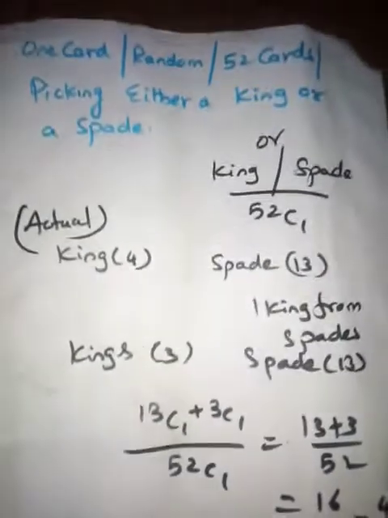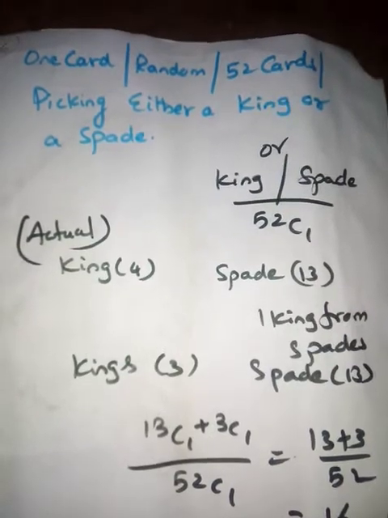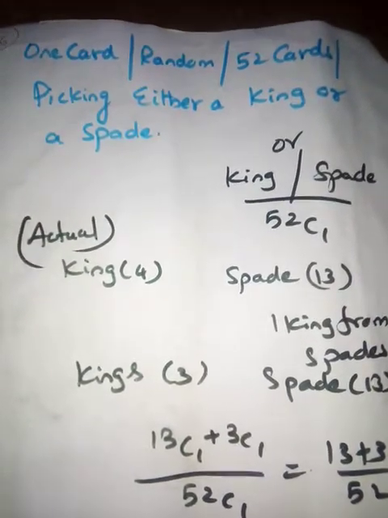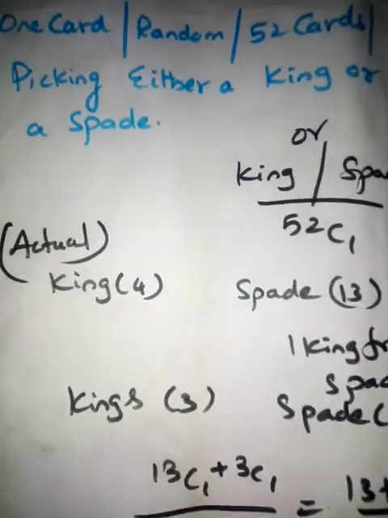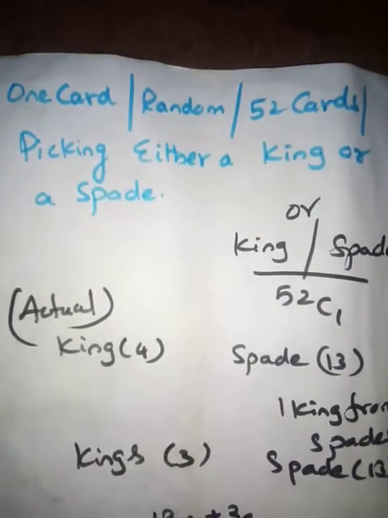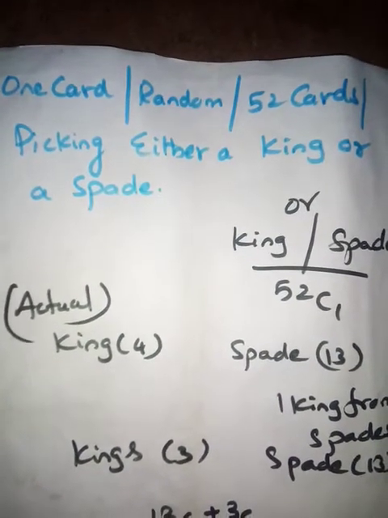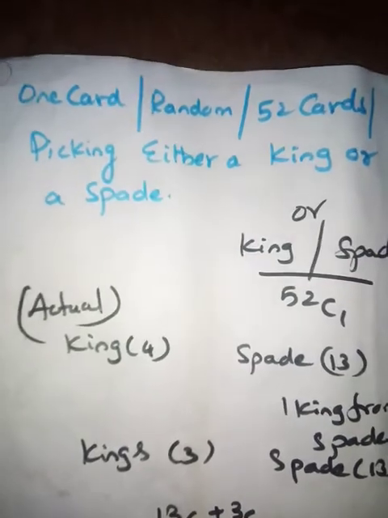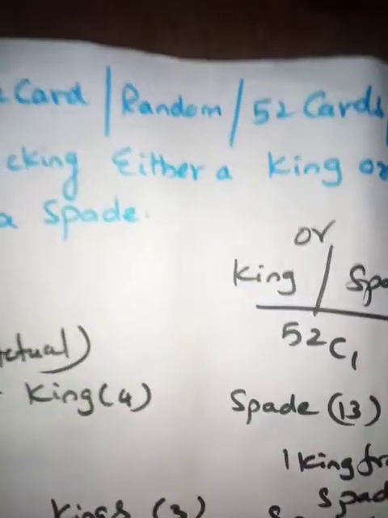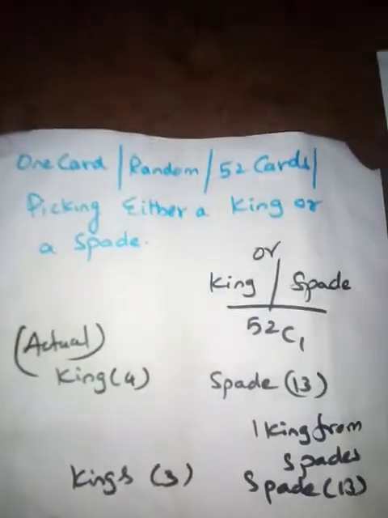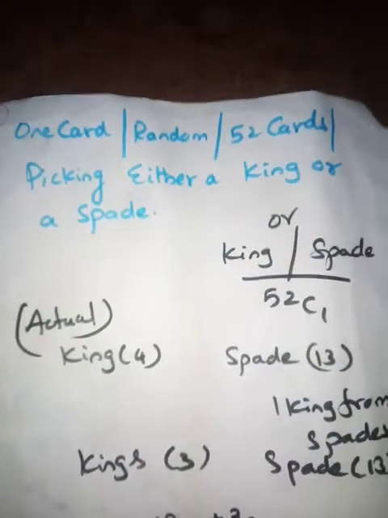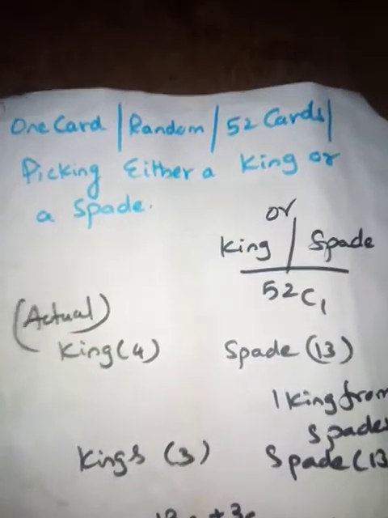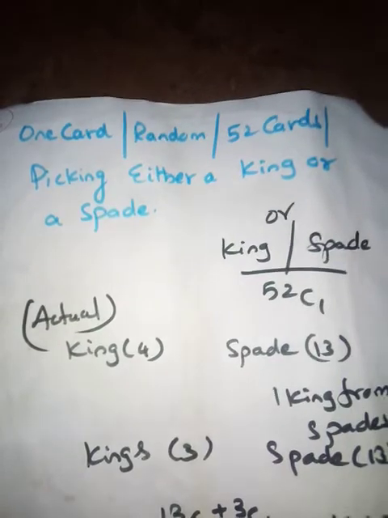Okay, now let me go to the next question. One card is drawn at random from 52 cards. What is the probability of picking either a king or a spade?